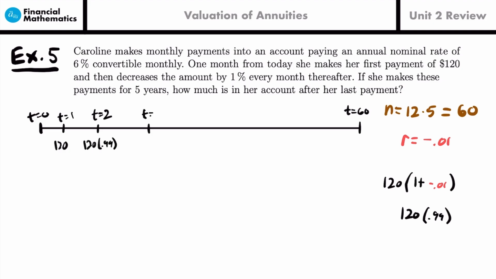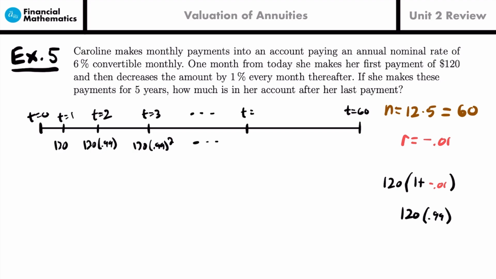Then at time 3, how much will that payment be? Well, it's going to be the amount of the previous payment, but decreased by another 1%. So we just multiply it by another factor of 0.99. So we would get 120 times 0.99 squared. And so then at time 4, you would have 120 times 0.99 cubed, and that would continue on until the last payment. So let's skip some time here.